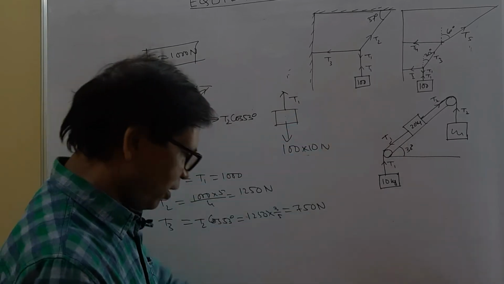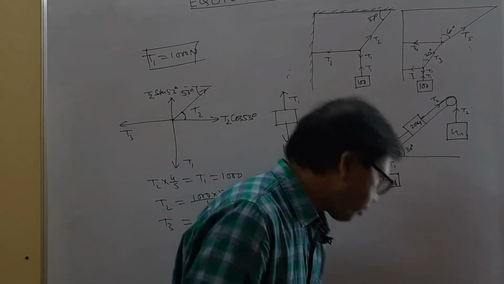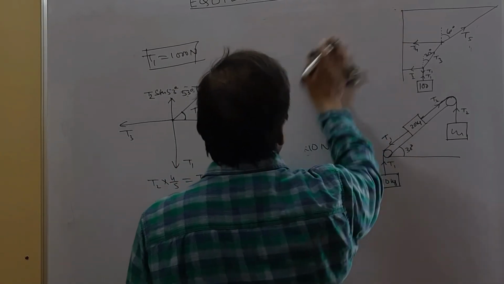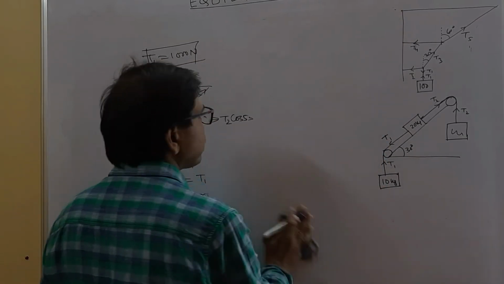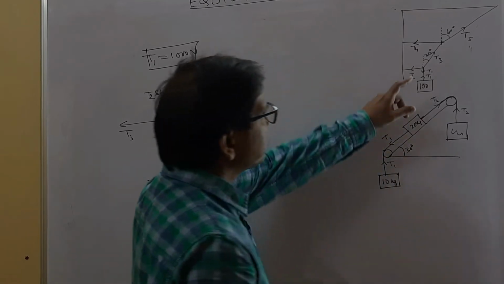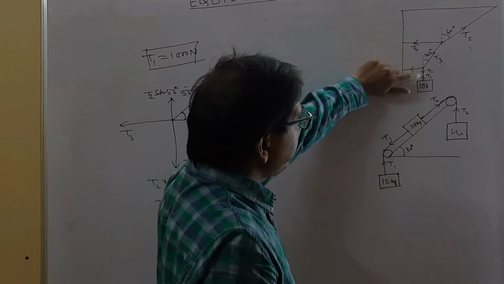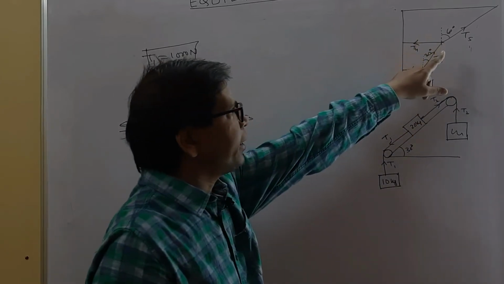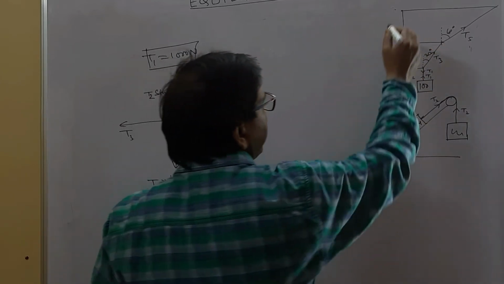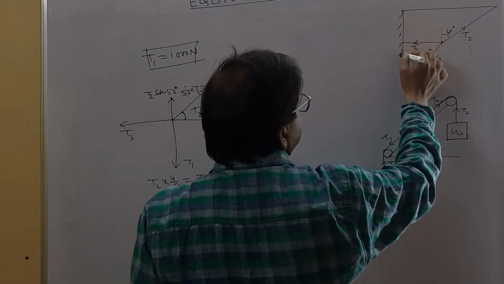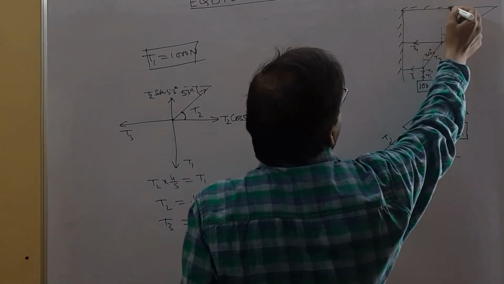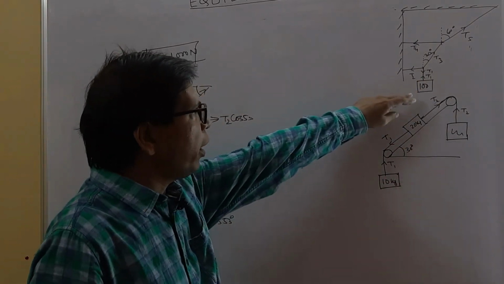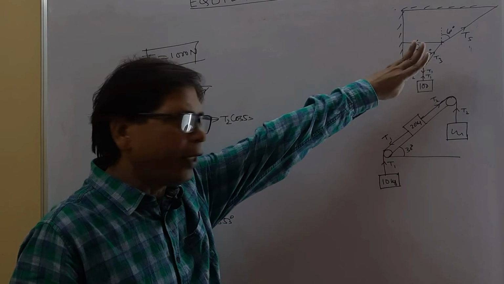Okay. Now look at this. Tension here, T1. 5 strings are connected here. We have to calculate T1, T2, T3 and T5.